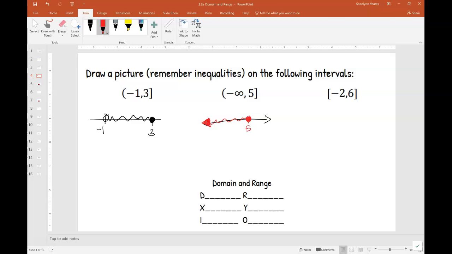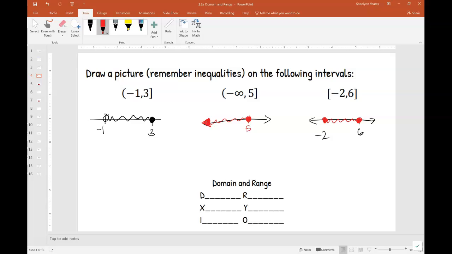On this next one, we've got one last one. We have our number line. We're going from -2 to 6. Both of these would end up with closed circles because they both have brackets. Remember, brackets are the only thing with closed circles. And be everything in between.